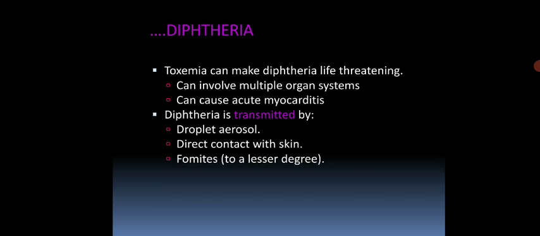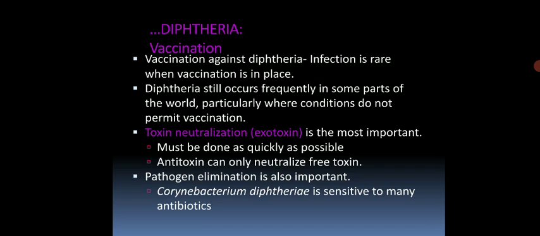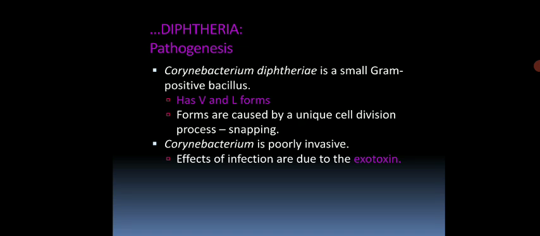a lesser degree. Okay. So in case of vaccination, diphtheria infection is rare when vaccination is in place. So diphtheria still occurs frequently in some parts of the world, particularly where conditions do not permit vaccination. Toxin neutralization, that is of the exotoxin, is the most important, and it must be done as quickly as possible, and antitoxin can neutralize free toxin. So pathogen elimination is also important. Corynebacterium diphtheriae is sensitive to many antibiotics, and we can use different antibiotics to treat this infection.